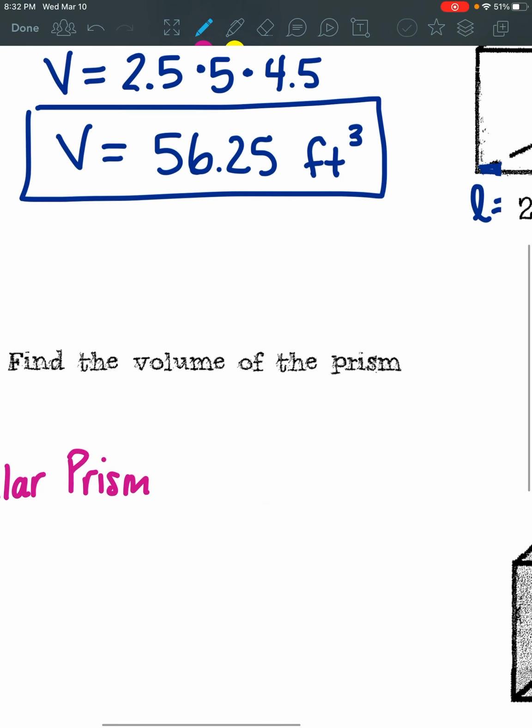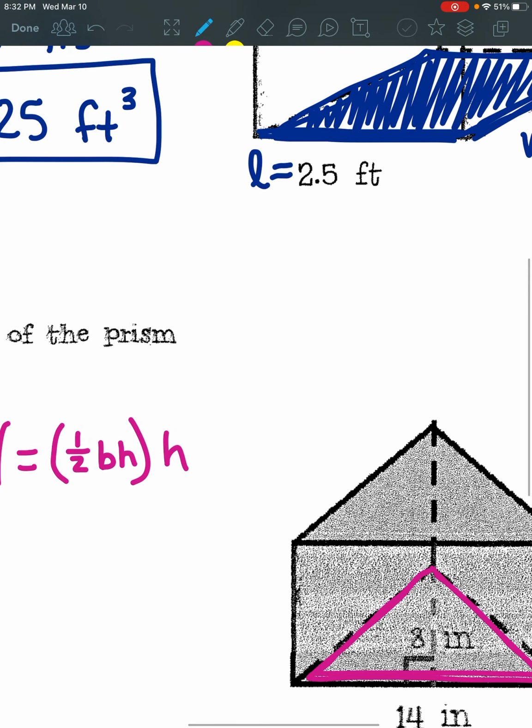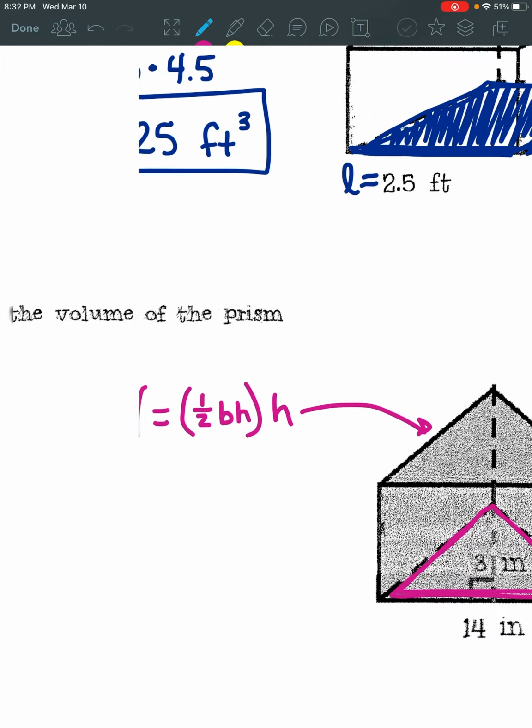So the formula for this, we're going to write down, we want to find the area of the base. The area of the base is the triangle. So I'm going to put in parentheses here, 1/2 times base times height. That is our triangle. And then we have to multiply it by the height of the actual prism and not the height of the triangle.